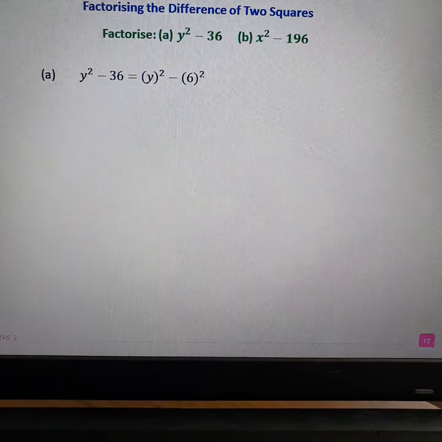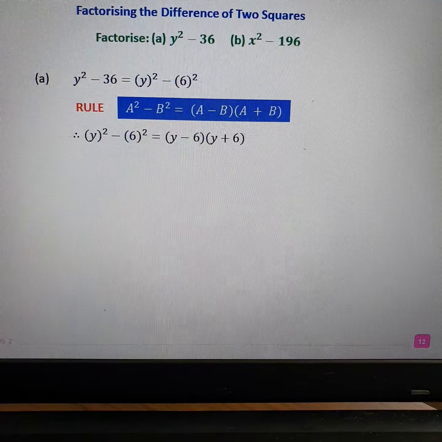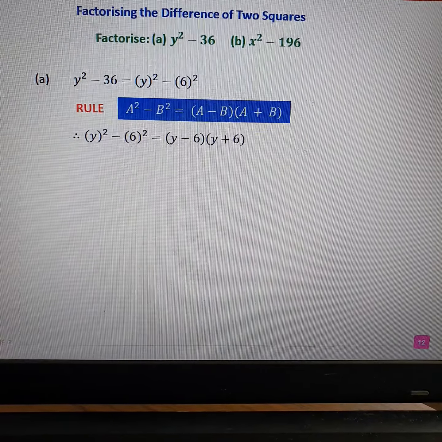And that 36 is the same as saying 6 all in brackets to be squared. So remember the rule is a squared minus b squared is really a minus b times a plus b. So really that's the same as saying y minus 6 times y plus 6. And that's your answer for that.